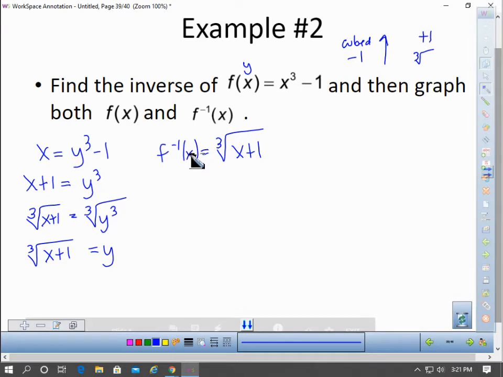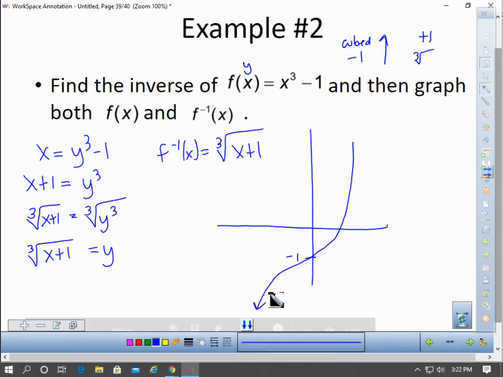All right, now it says to graph both of them. So let's take a look here. So x cubed is that sideways S shape. And then if we subtract 1, it just shifts down to negative 1. So that would be a graph that looks like this. So there is x cubed minus 1. So now I want to graph the inverse. Well, think about what I know about my inverse.